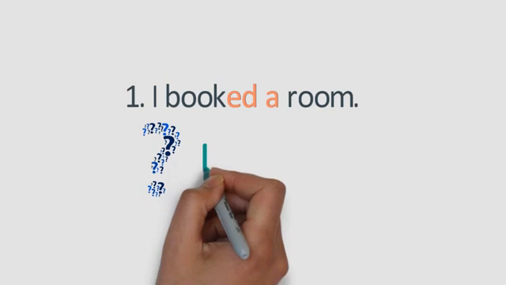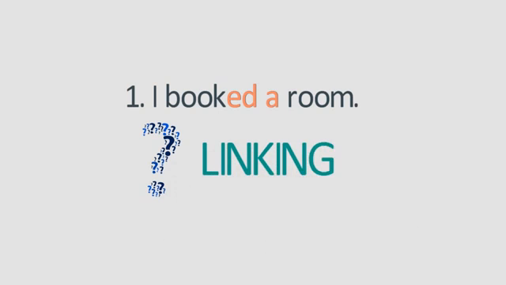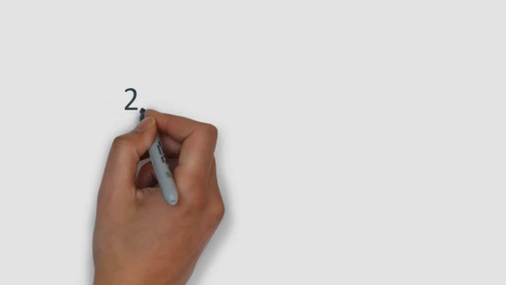Right, it's a case of linking. The final t sound in booked is pronounced with the article a. Booked a. I booked a room. I booked a room.